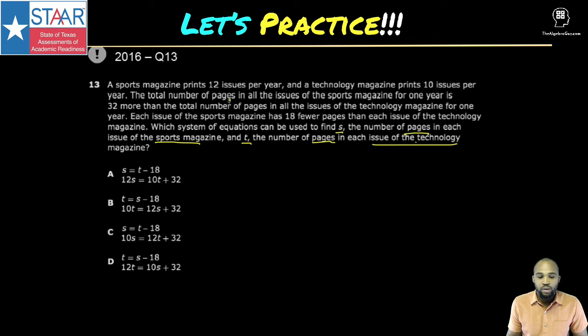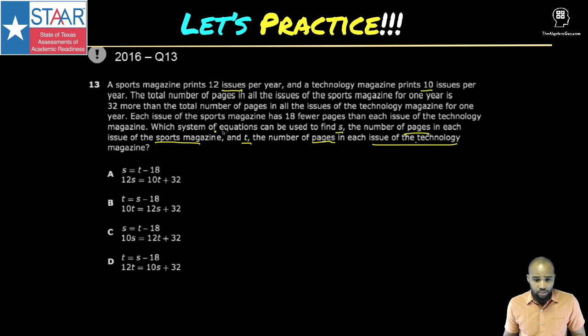So the sports magazine prints 12 issues per year. Remember, know that an issue is like just a magazine. So in that magazine, there's a number of pages, obviously. And a technology magazine prints 10 issues per year. The total number of pages in all the issues of sports magazines for 1 year is 32 more than the total number of pages in all the issues of technology magazine for 1 year. So that's a mouthful there. So what can we do to get that started? Actually, let me go ahead and finish. We got one more sentence. Each issue of the sports magazine has 18 fewer pages than each issue of the technology magazine.